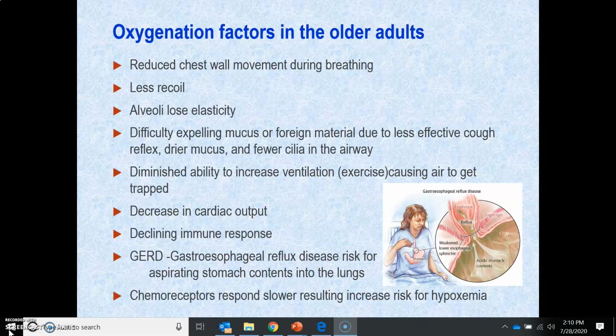So our gastroesophageal reflux disease or GERD or hiatal hernia, any number of issues make it a little more difficult for the individual to breathe. And as we get older, our chemoreceptors respond a little slower, resulting in a risk for hypoxemia.